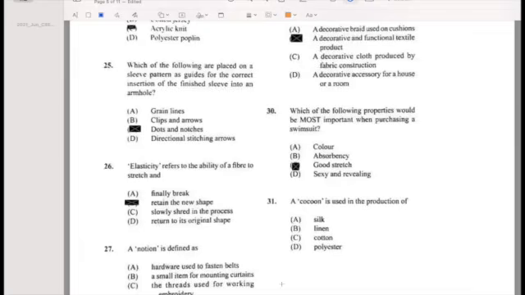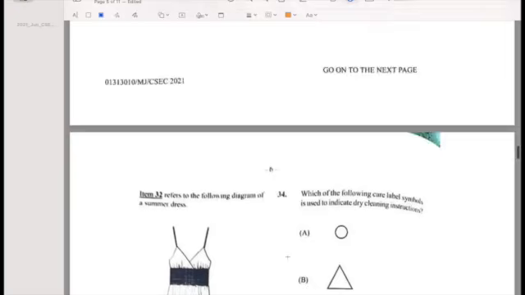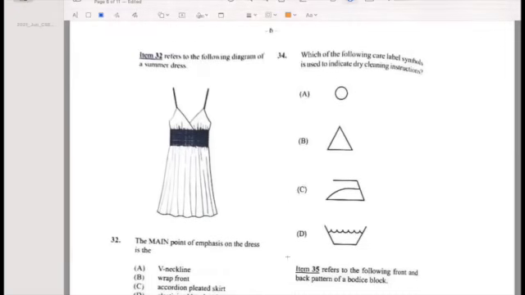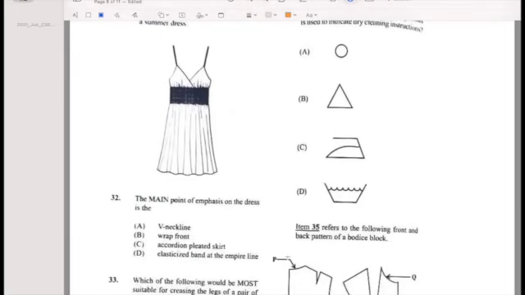31, a cocoon is used in the production of what? So a cocoon will be silk. You know the silkworm, yeah? All right, so let's go to number 31. They gave us a pattern, a figure, the diagram of a summer dress, and the question, the main point of emphasis on this dress is what? So that's 32. That's D.